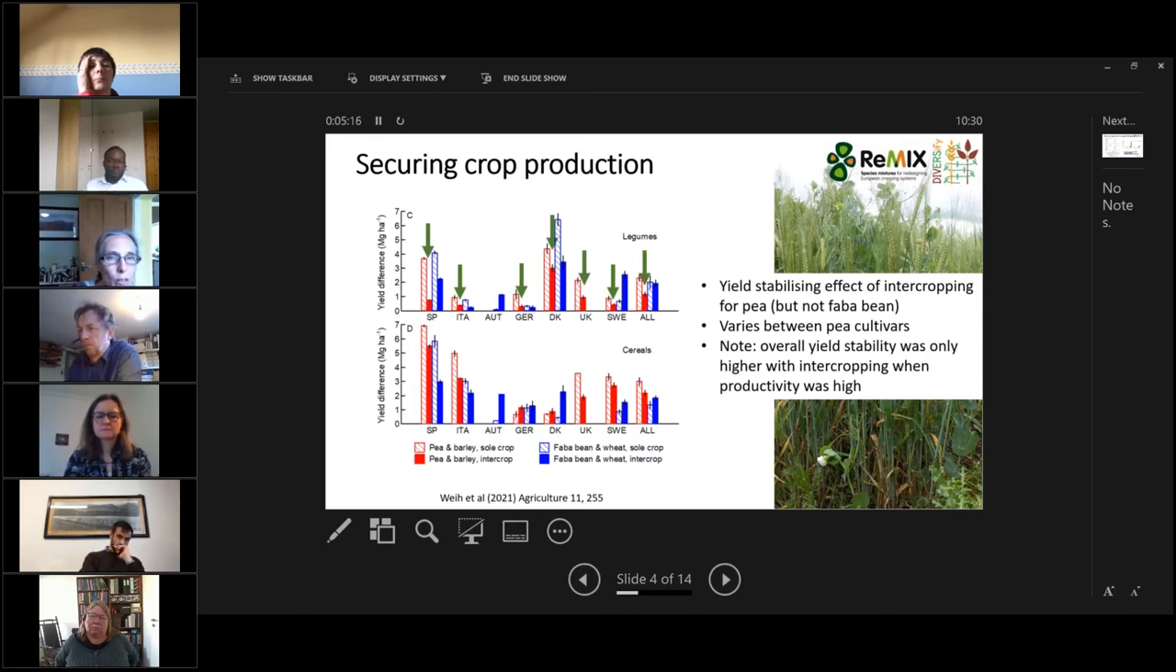If you see where these green arrows are pointing down, the red filled bars show the difference in yield between the two growing seasons for pea when they're grown as intercrops, compared to the hatched red bars to the left of them when they were grown as sole crops. So growing pea as an intercrop stabilized their yield between these two growing seasons. But we didn't see the same effect for faba bean. We also saw that the identity of the pea cultivar affected the degree of yield stability that was observed.